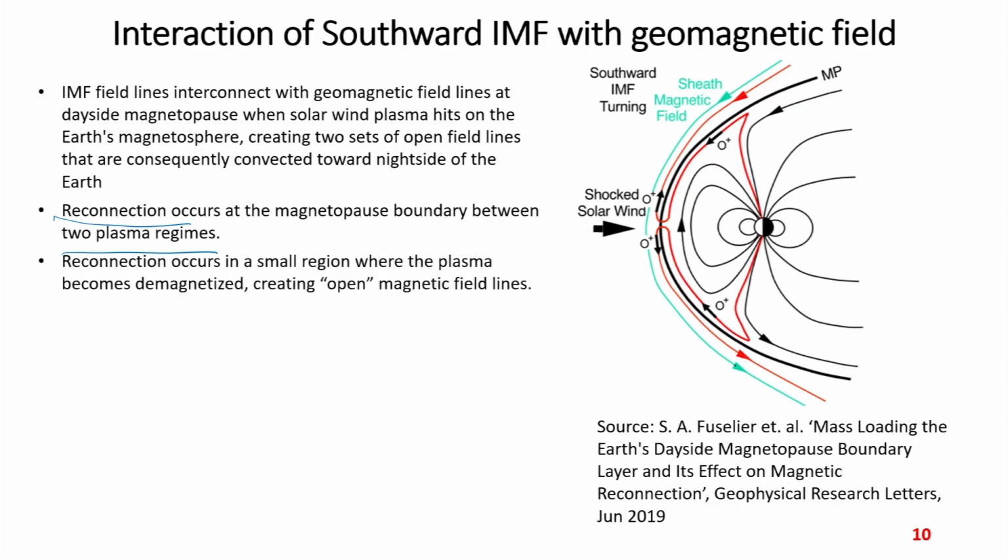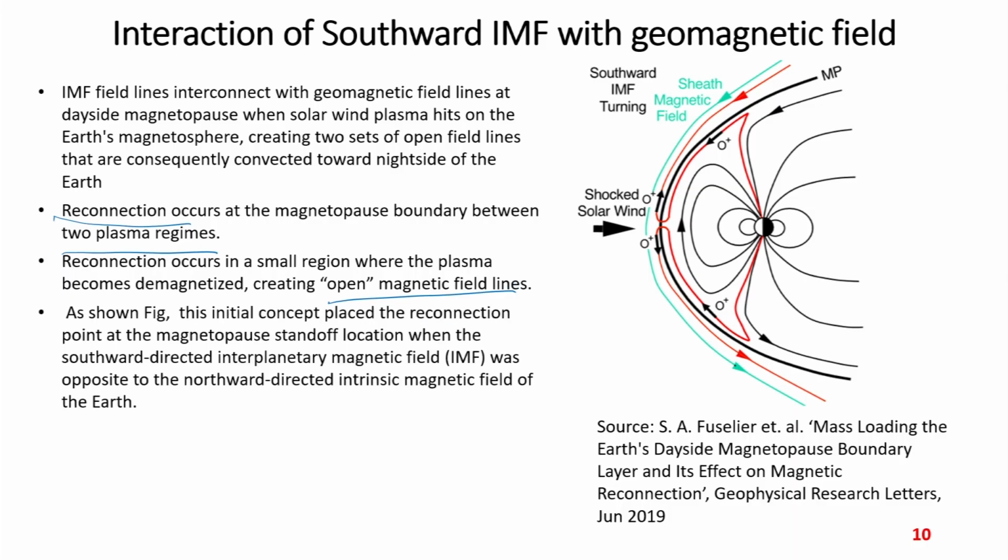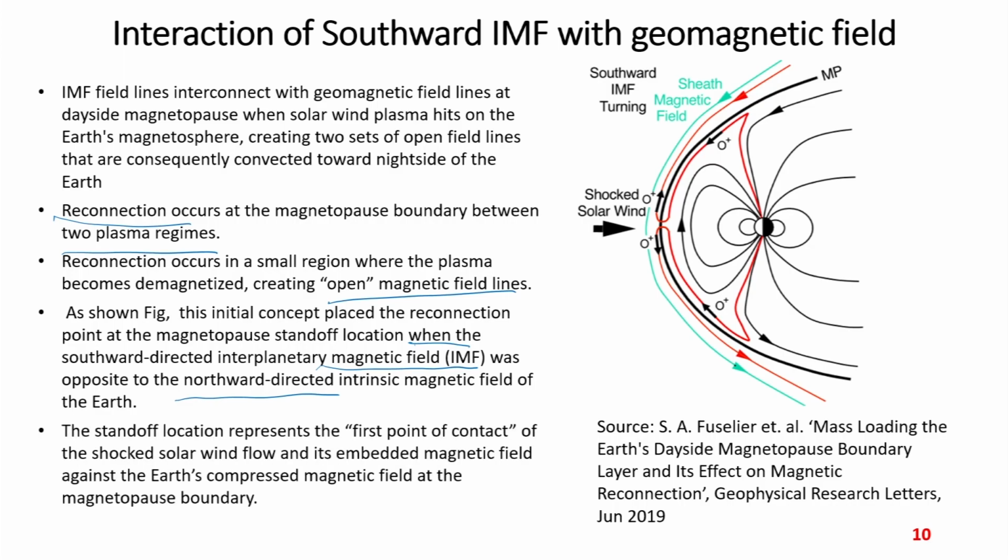And this already, the reconnection occurs in the small region where the plasma becomes demagnetized, creating open magnetic field lines. You see where this IMF magnetic field is opposite to the north-directed intrinsic magnetic field. Because they are of opposite direction, the reconnection happens. This represents the first point of contact of the shocked solar wind flow and its embedded magnetic field against the Earth's compressed magnetic field at the magnetopause boundary. MP means the magnetopause.